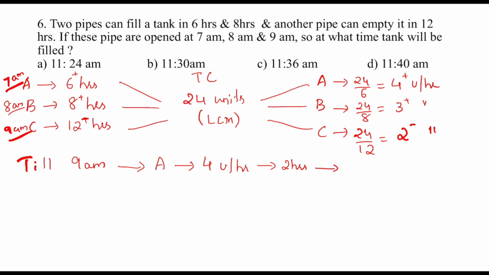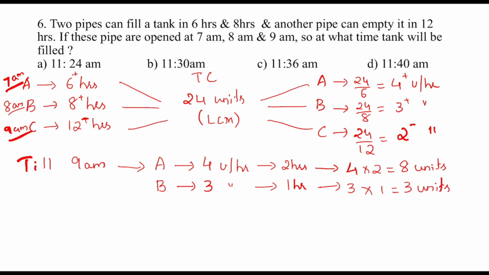So therefore till 9 am how much has it filled? 4 into 2, which is equal to 8 units. Till 9 am A has filled 8 units. Next, till 9 am B has worked how much? B can fill 3 units per hour. Till 9 am it has worked for 1 hour, so it has filled 3 into 1, which is equal to 3 units. So till 9 am A and B together have filled 8 plus 3, which is equal to 11 units.